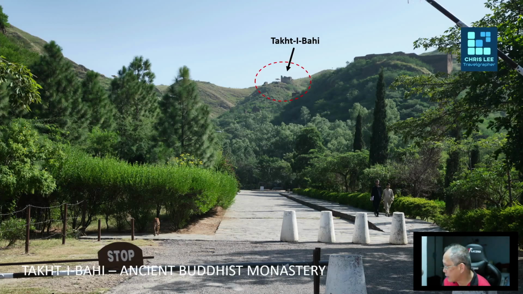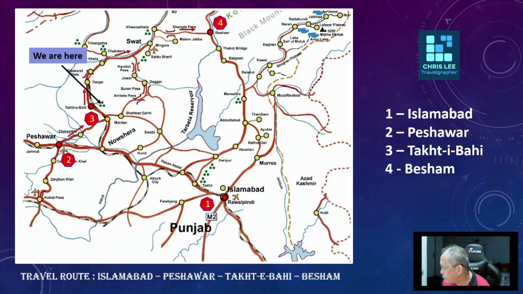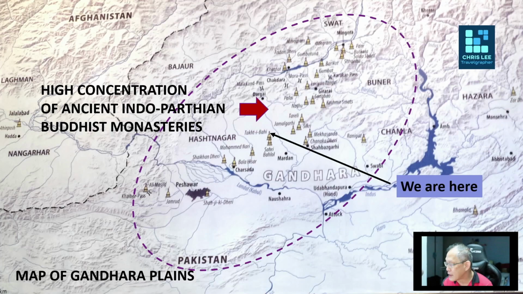And before that, just to highlight to you, this region has been classified as the Gandhara Plains, and it is very popular for Buddhism. It is also very close to Afghanistan, and that is a reason why you can also find Buddha statues in the neighboring country.